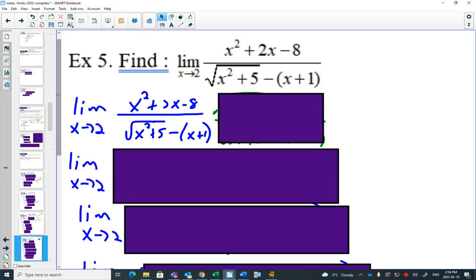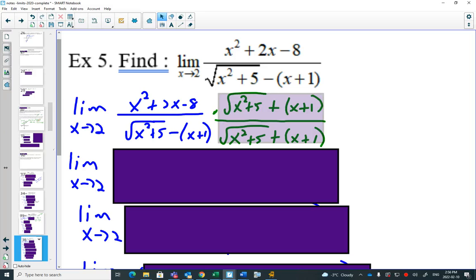Okay, so we see a square root on the bottom. The idea of conjugate comes into play. So I'm going to multiply the top and the bottom, and I'm going to change that sign, that's minus, to a plus, in my numerator.